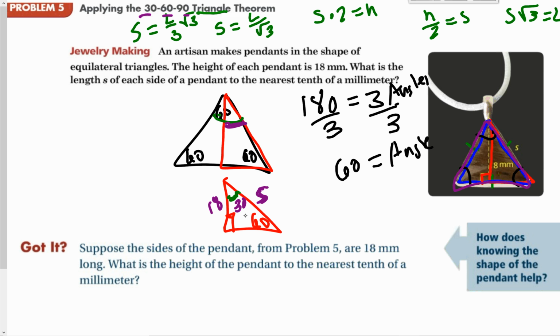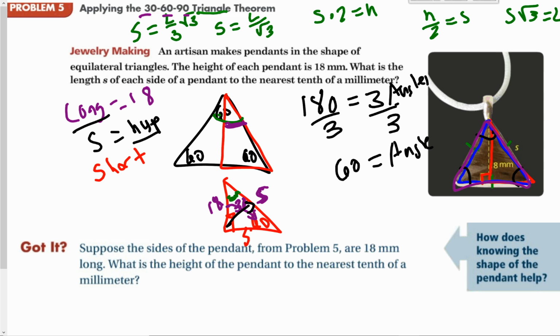Okay, so what angle is 18 across from? Well, it's across from the 60. So that means 18 would be the long side. And this S, what's that across from? Well, that's across from the 90. So this S is actually my hypotenuse. Well, how do I go from the long side to my hypotenuse? I always have to go to the short side. Always have to go to the short, and this is the short.